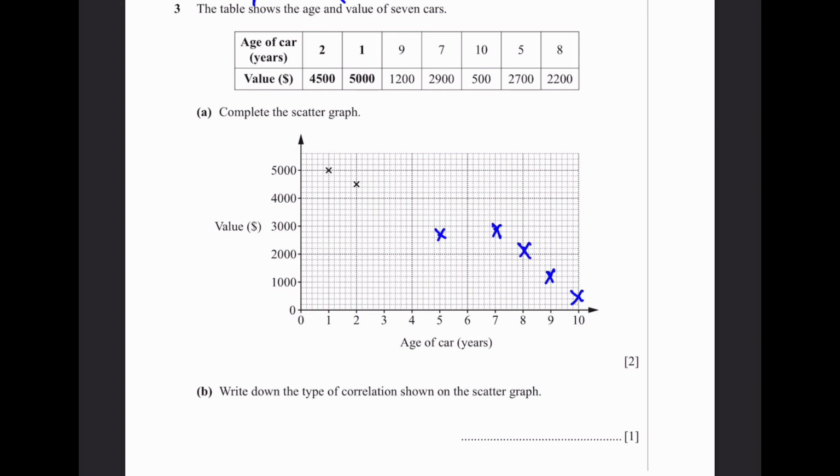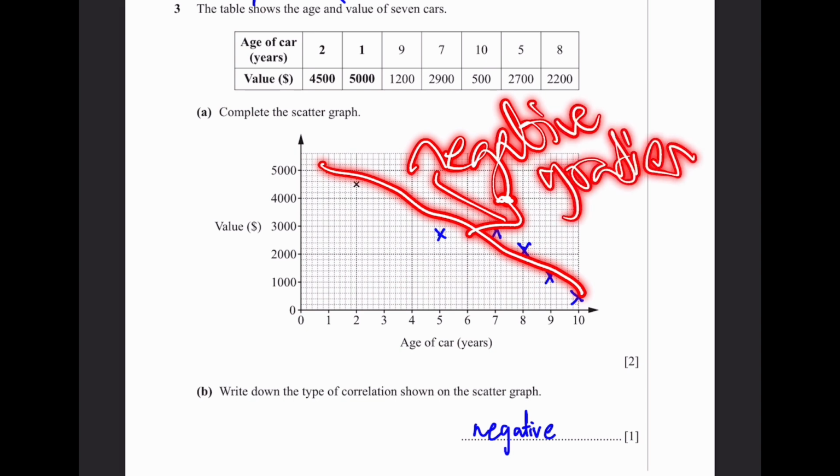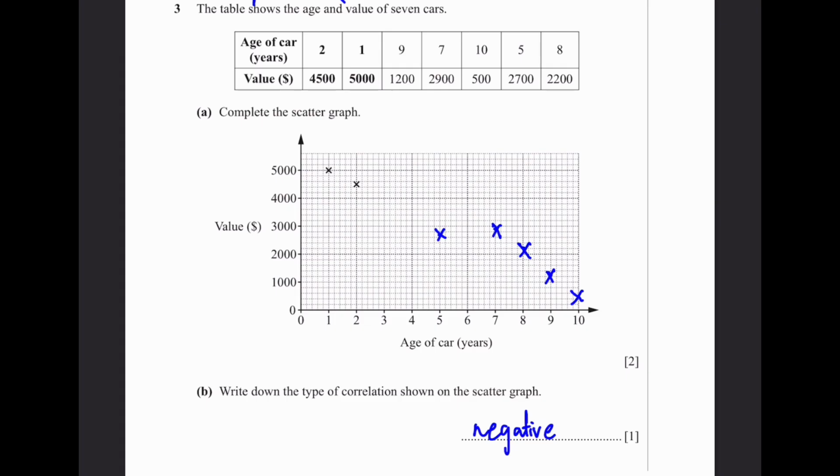B. Write down the type of correlation shown on the scatter graph. The answer is negative correlation, because the line of best fit is sloping from top left to bottom right, which has a negative gradient. Negative gradient. Therefore, it's a negative correlation.